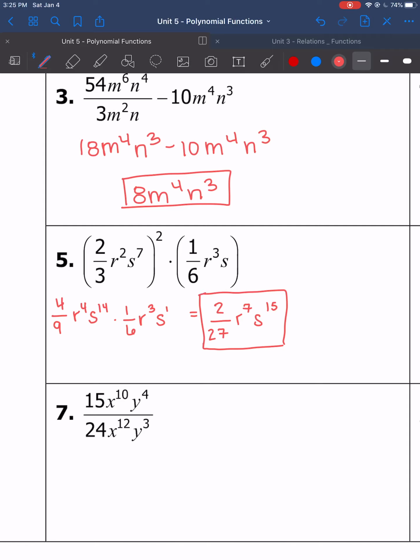So this one here, 15 and 24, 3 goes into both of them. 3 goes into 15 5 times, and 3 goes into 24 8 times. So I'm left with 5/8.